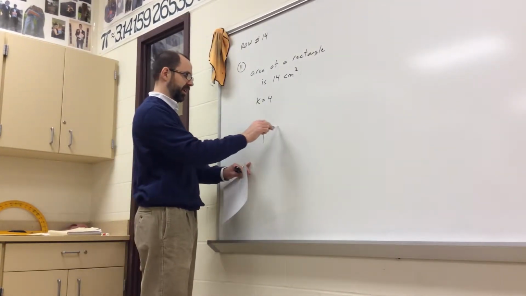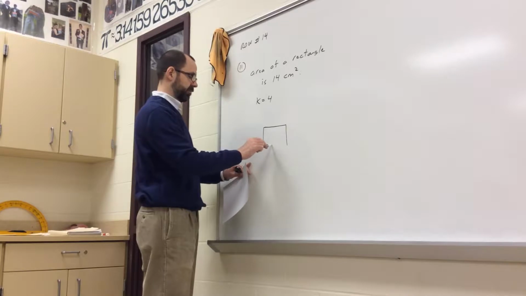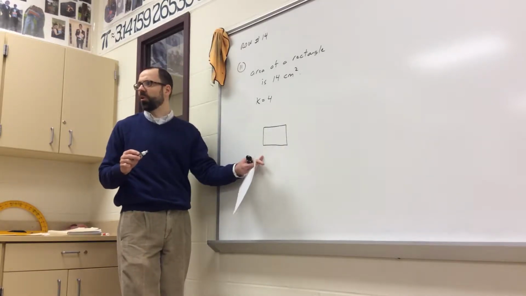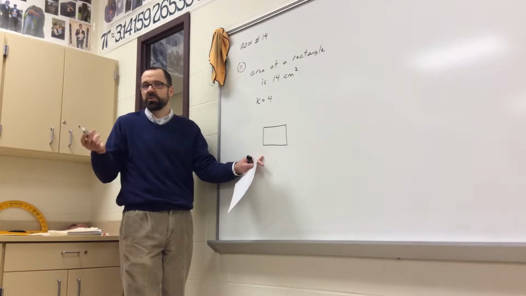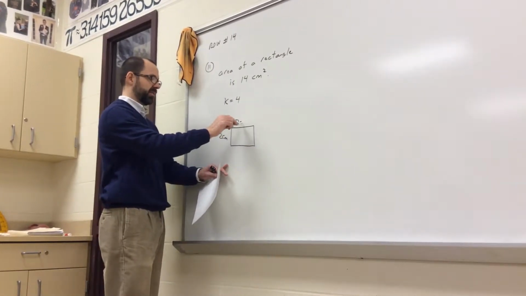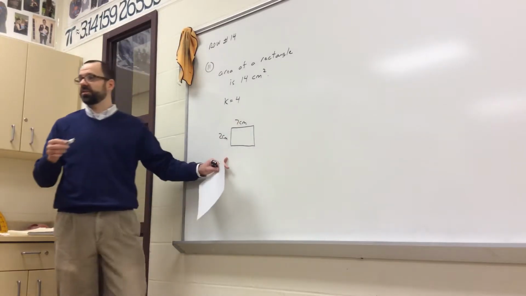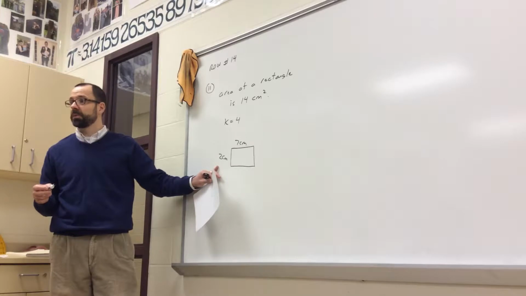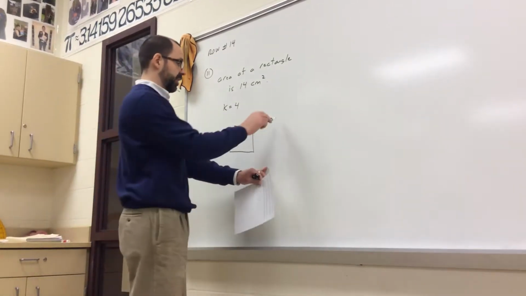So here's the old rectangle. What's the possible length and width for the old rectangle? 2 and 7. I mean, we don't know for sure, but maybe it's 2 centimeters times 7 centimeters. That ends up being 14 square centimeters. Okay, so now I'm going to draw the enlarged rectangle.